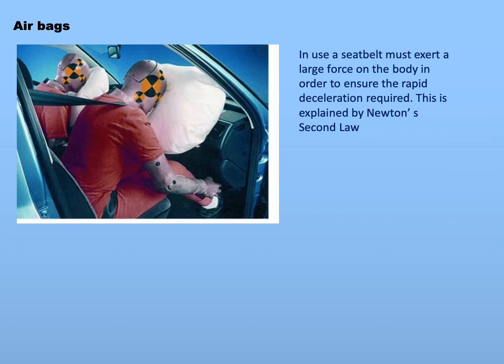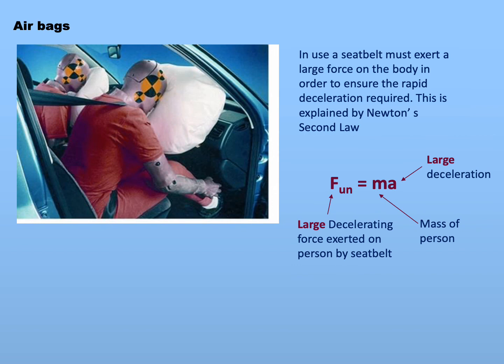Nowadays, in addition to seatbelts, we also have airbags, and they're particularly good, even if you are wearing a seatbelt, because the seatbelt will slow you down to an extent, but you still get thrown forward a bit before the seatbelt activates. And when the seatbelt's in use, it has to exert quite a big force on the body in order to produce the very rapid deceleration required. Newton's second law shows you that.